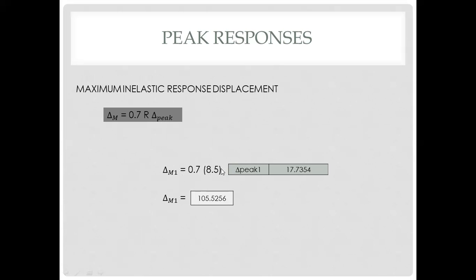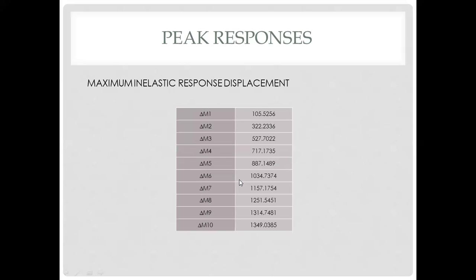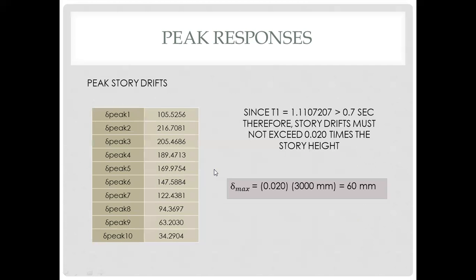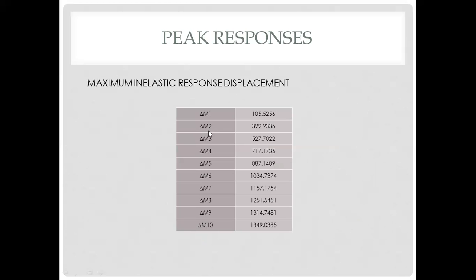So, solving for maximum inelastic response displacement, multiply lang natin itong nasa formula. So, 0.7 times 8.5, tapos yung peak story displacement 1 natin na nakuha kanina, which is 17.7354. So, multiply lang natin itong tatlo, and then we will come up with 105.5256. So, yan. So, ito na yan. Nirepeat ko lang din yung process. Ito, multiply lang natin yung peak story displacement 1 hanggang 10. So, repeat lang yung process na mag-come up ka sa ganito.